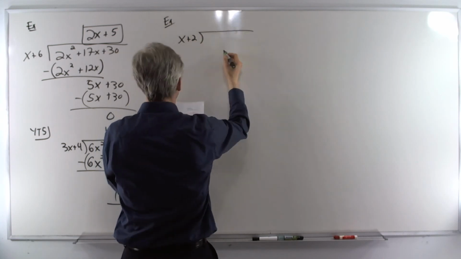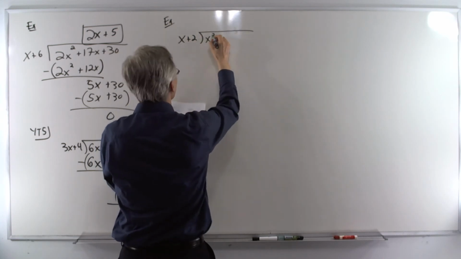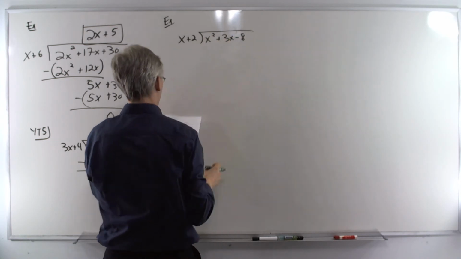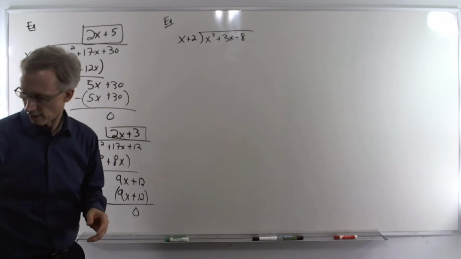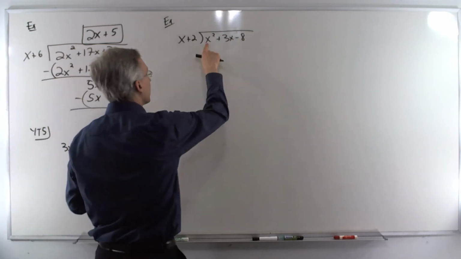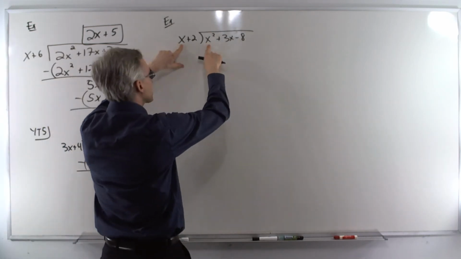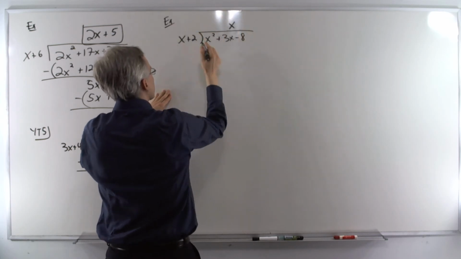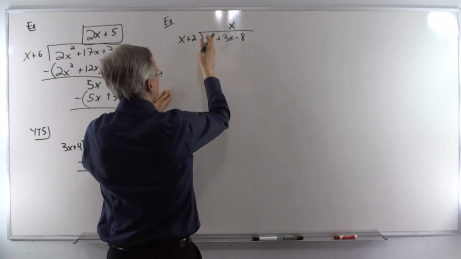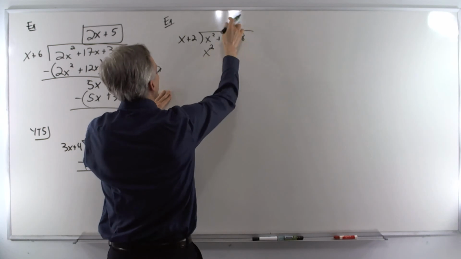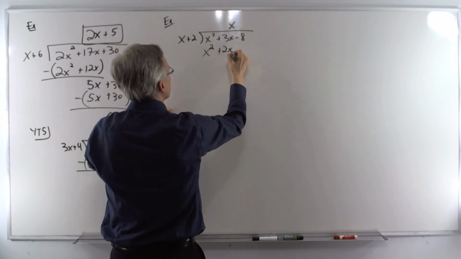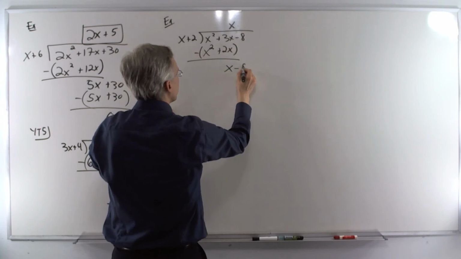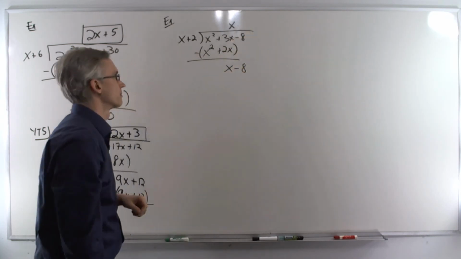So we're going to divide x plus 2 into x squared plus 3x minus 8. All right, first match we need is x squared. So what do we multiply x by to get x squared? X. All right, now distribute. X times x is x squared. All right, we got our match here, so that's great. X times 2 is 2x. And subtract. 3x minus 2x is x, so we bring down the next term and we get x minus 8.